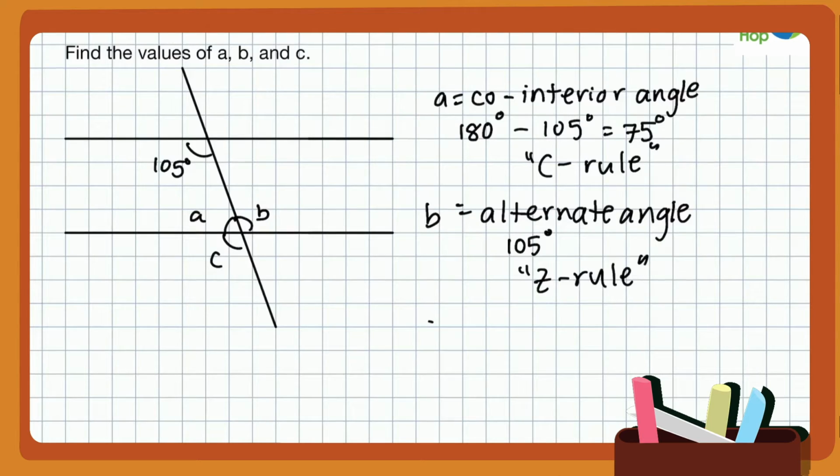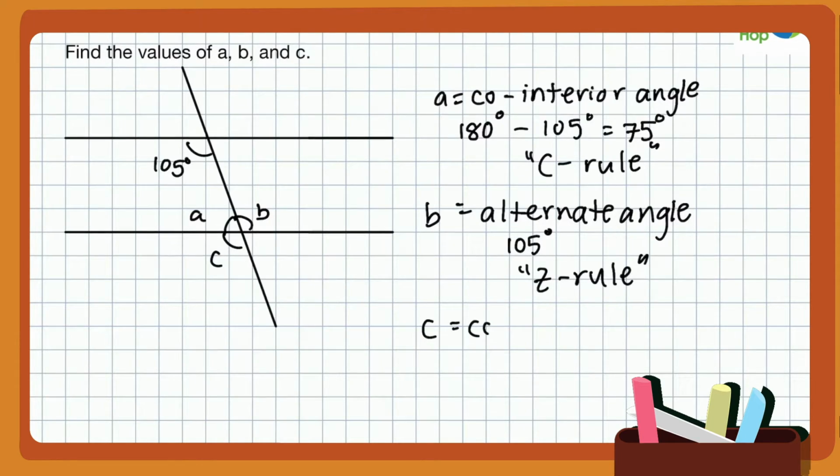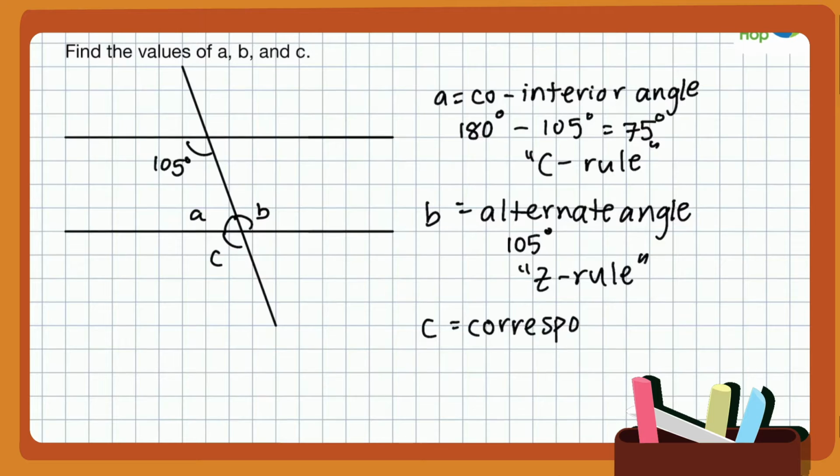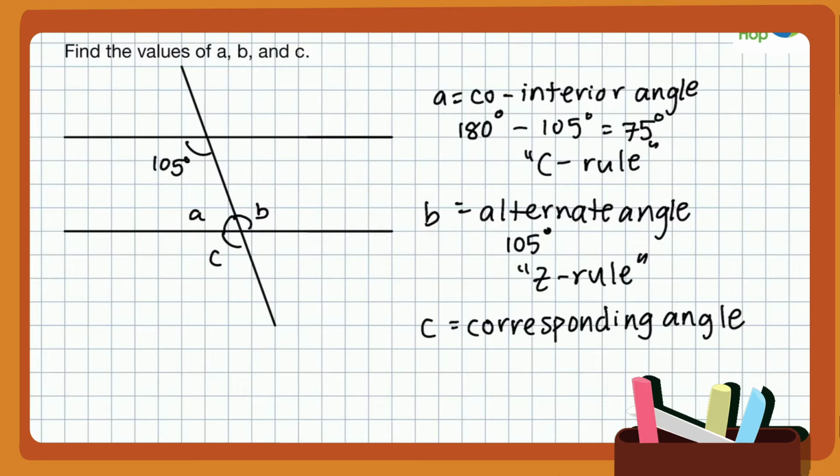Last, we need to solve for angle C. Angle C is a corresponding angle. And the rule we're going to use to solve for angle C is called the F rule. And as you can see, this shape makes a sort of backwards F. And because of the F rule and where angle C is, we know that angle C must be the same measurement as the angle we know, which is 105 degrees, and therefore the same measurement as angle B. So angle C is 105 degrees because of the F rule.